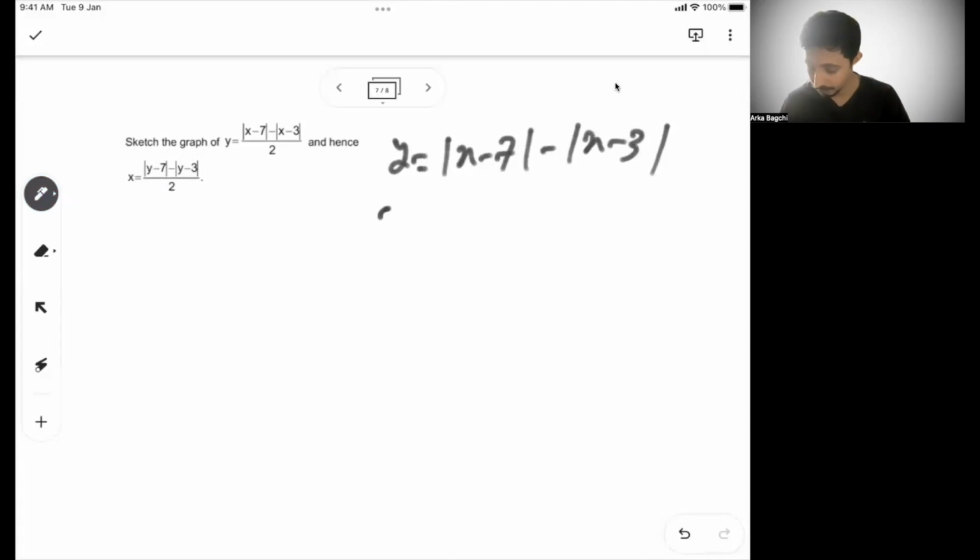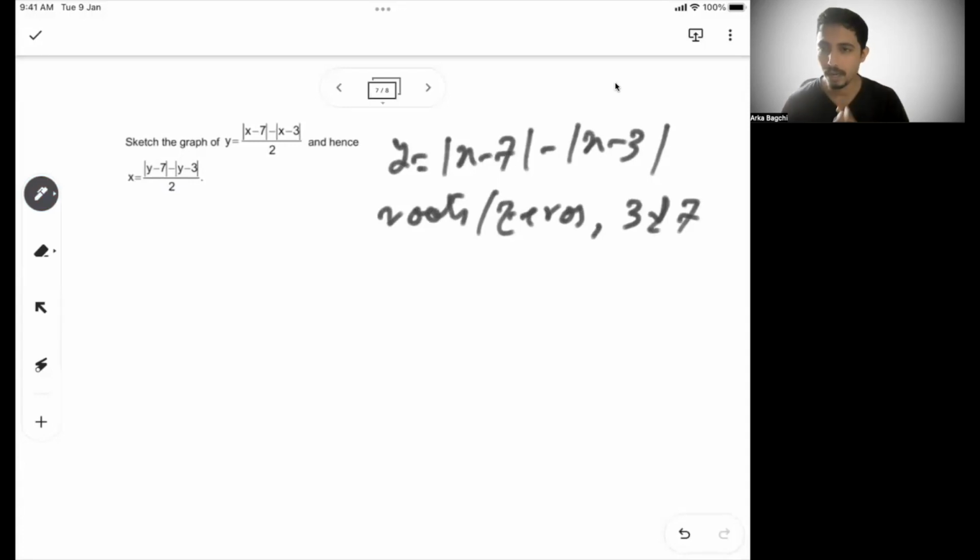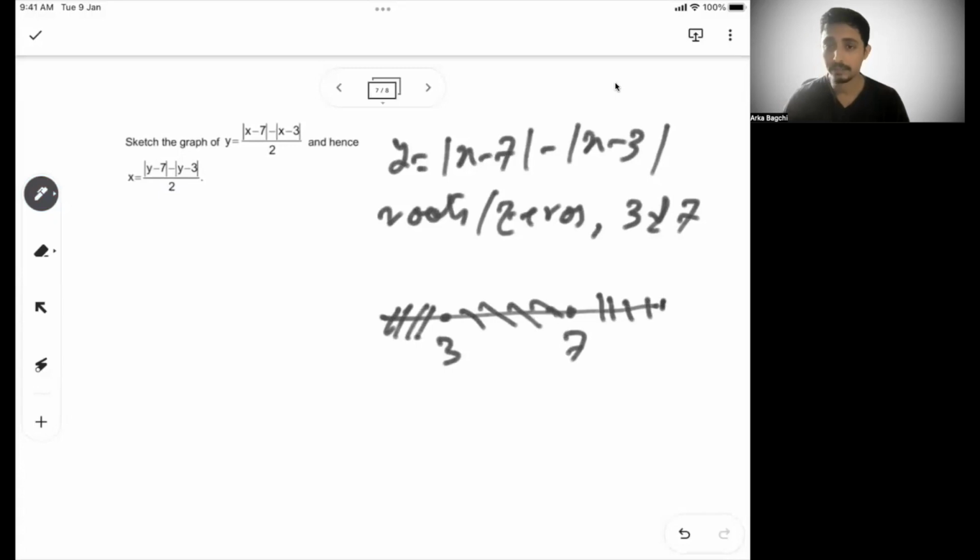So again, if I just say y equal to mod of x minus 7 minus mod of x minus 3, you know your roots or zeros are typically at 3 and 7. Recall the basics of your graph and modulus, inequality modulus. So on a line there are 3 zones: less than 3, 3 to 7, and greater than 7. So these are the 3 zones that are created.